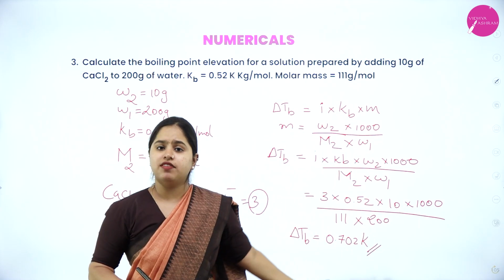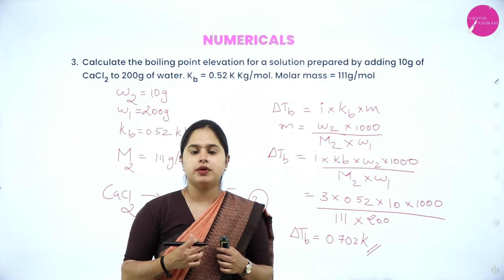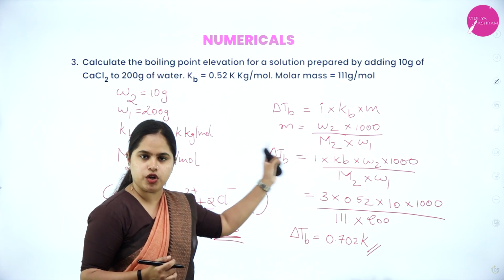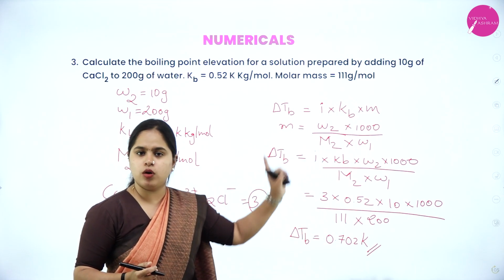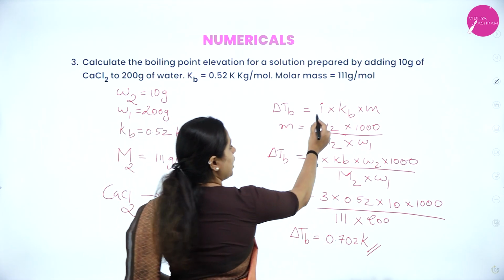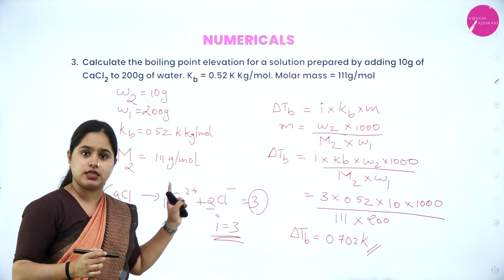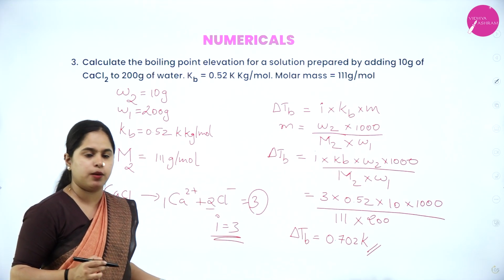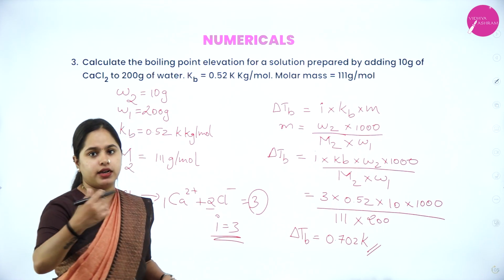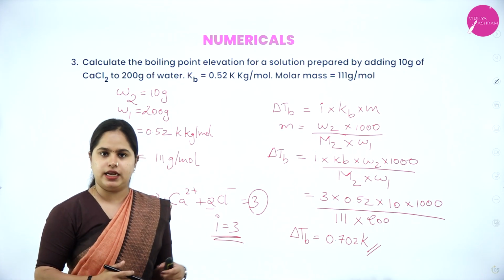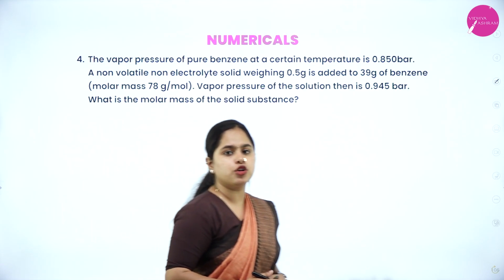So that is the value for delta Tb. I hope it is clear, right? We used this equation, delta Tb is equal to i into Kb into m. We know how to calculate molality. How did we calculate the i? We saw CaCl2, how it dissociated. It dissociates into Ca2+ and 2Cl-, so a total of 3 particles. So your i value will be that value. Clear? Now moving on to the next question.